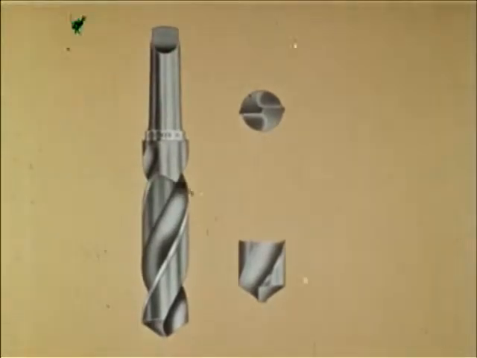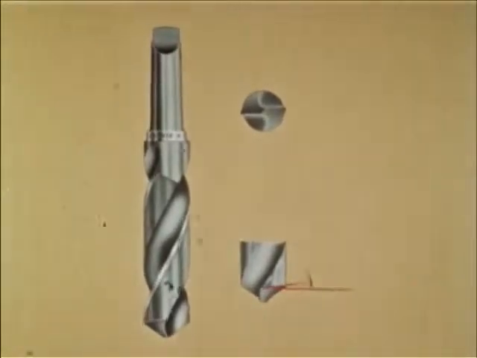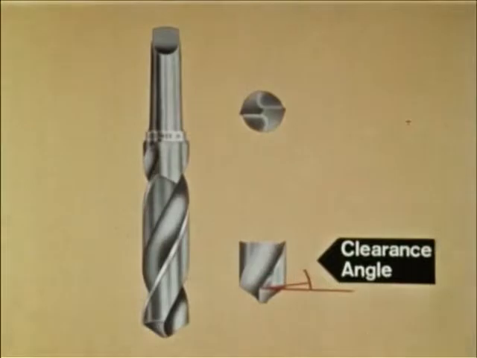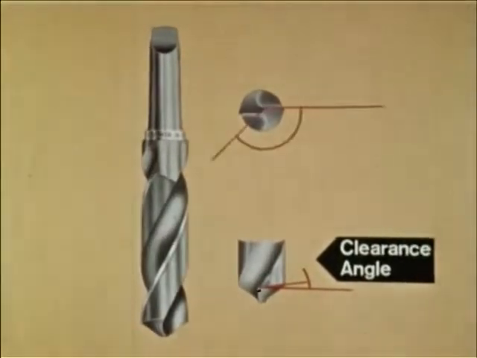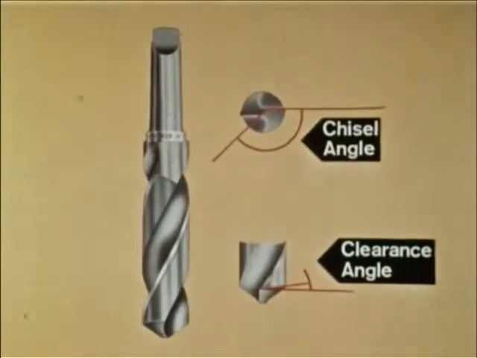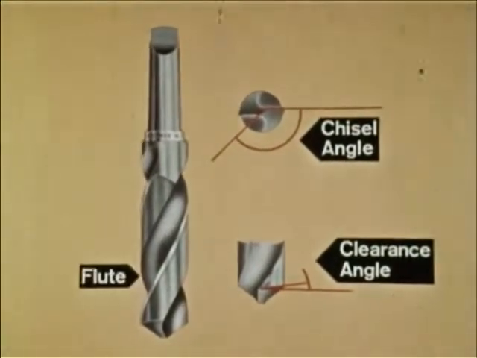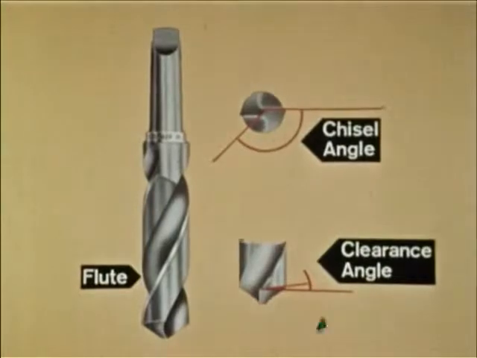Obviously, the cutting is done by the drill point, and the angles of clearance behind the cutting lips are critical. The chisel angle is important, as the action of the chisel will determine the accuracy of the hole. The flutes carry the waste material clear of the cutting edge and also allow the passage of coolant to the point.